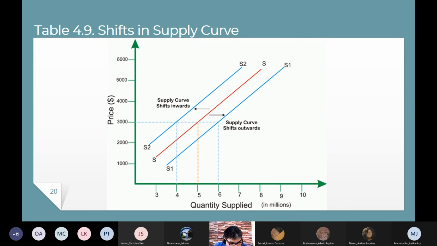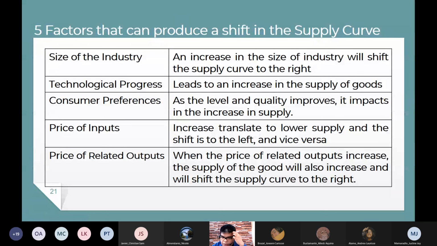An increase in the size of the industry will shift the supply curve to the right, thus increasing the supply of goods. So it should really go to the right, because your goods are increasing. And then number two is technological progress, which leads to an increase in the supply of goods, the same as before.